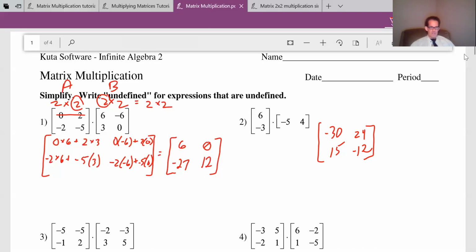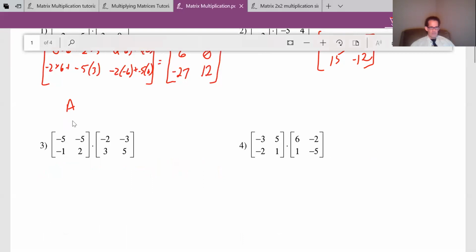Again, matrix A right here is 2 by 2. And matrix B over here is 2 by 2. And that means that your answer, the product of these two matrices, has to be 2 by 2. All right, so let's find out what that is. So I'm going to do this row by this column and this column. All right, so let's do that really slowly. So -5 times -2. Then my next number, negative 5, not times negative 3, but I'm going down. I'm doing this column. So negative 5 times 3.